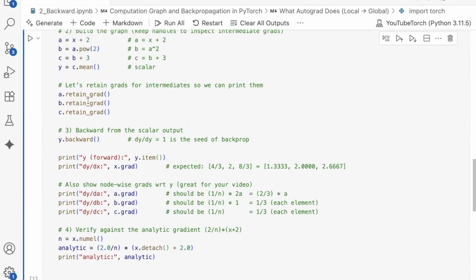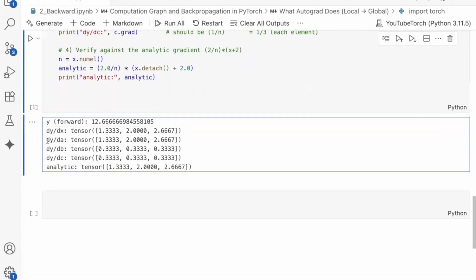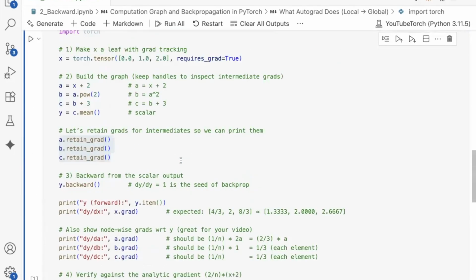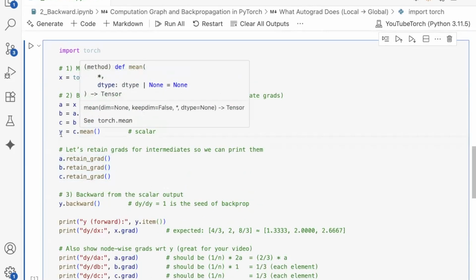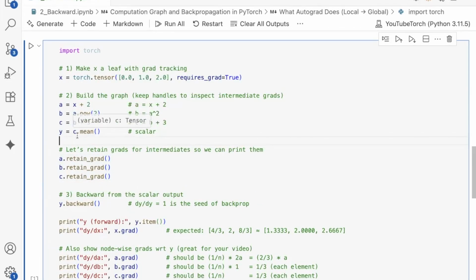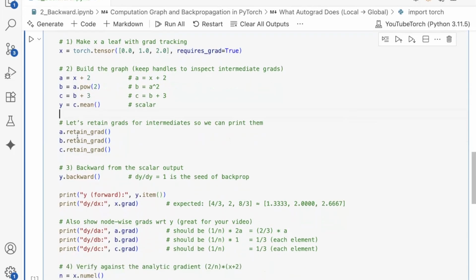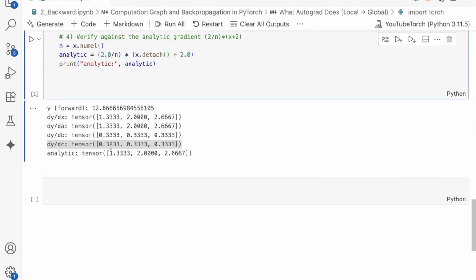But the key thing here is that because we put retain_grad on these intermediate variables, we can now find the gradients or partial derivatives with respect to intermediate variables, which is really interesting. Let's start with the partial derivative of y with respect to c. This is the stage that we have: y is simply the average of c, and we have 3 elements, so it's 1/3 (c1 + c2 + c3). So all these partial derivatives should be 1/3, which is 0.333.